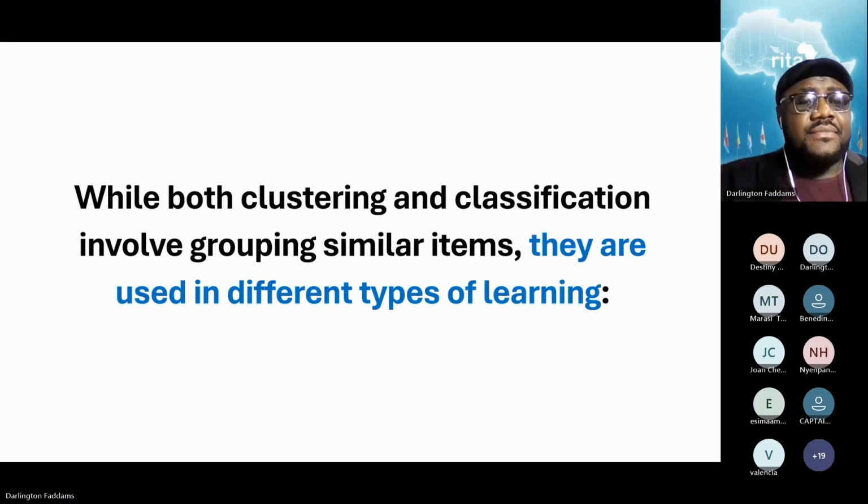Pay attention. While both clustering and classification involve grouping similar items, they are used in different types of learning. Okay, wait a minute. What we are saying is that clustering and classification are both terminologies in machine learning, and they all do the job of grouping similar items. That's the job they do. But there is a time to use the word clustering, and there is a time to use the word classification.